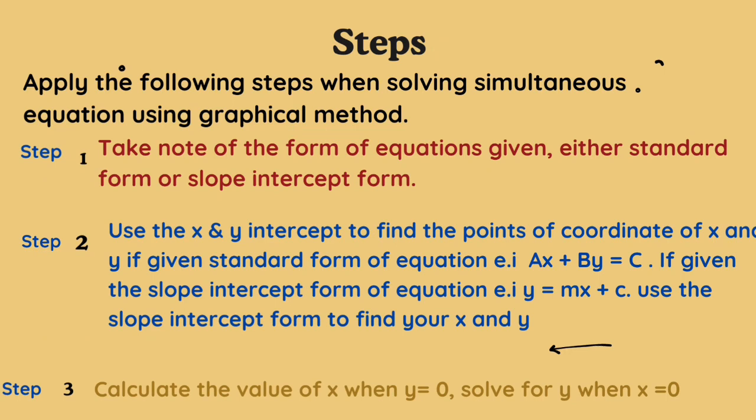Before we solve our simultaneous equations using the graphical method, we need to apply the following steps. Step 1: take note of the form of equation given to you, either standard form or slope-intercept form. Step 2: use the x and y intercepts to find the coordinates of x and y if given the standard form of the equation. But if given the slope-intercept form, use the slope-intercept to find your x and y. Step 3: calculate the value of x when y equals 0, and solve for y when x equals 0.